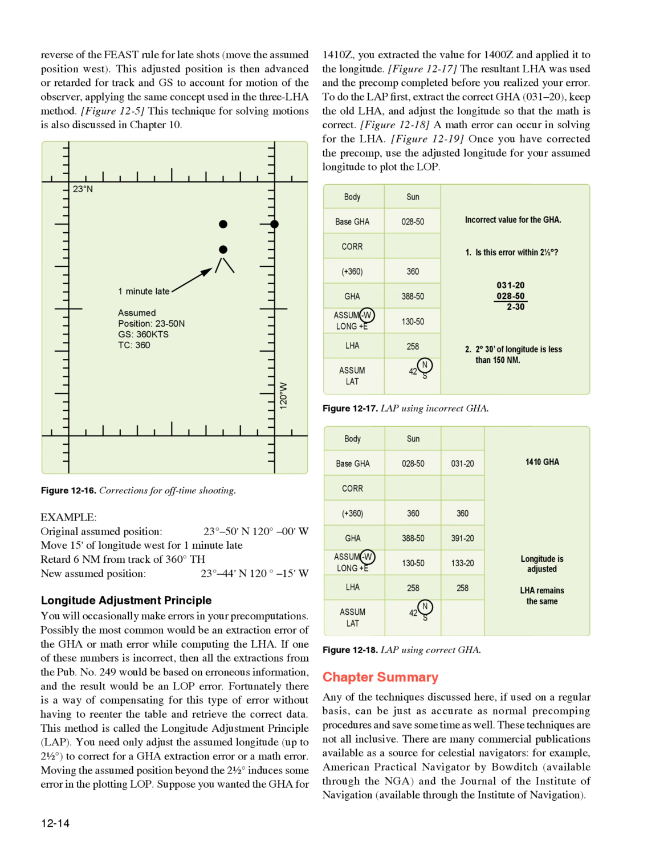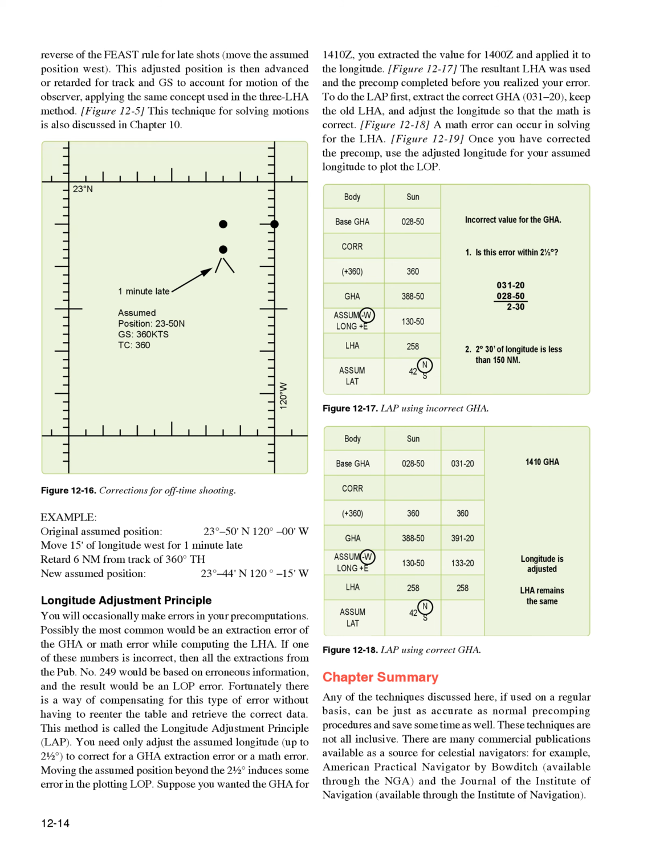Figure 12.18, a math error can occur in solving for the LHA. Figure 12.19, once you have corrected the precomp, use the adjusted longitude for your assumed longitude to plot the LOP. Chapter summary. Any of the techniques discussed here, if used on a regular basis, can be just as accurate as normal precomping procedures and save some time as well. These techniques are not all inclusive.